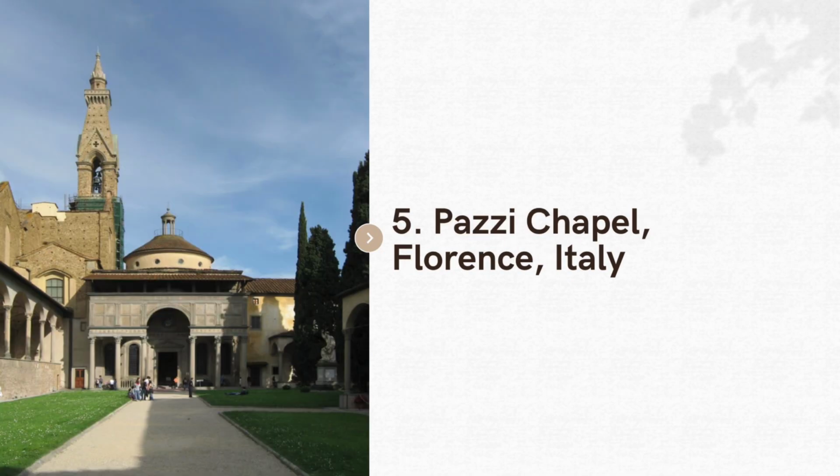Fifth one is Pazzi Chapel, Florence, Italy. Architect is Filippo. Features: it is located in the cloisters of Santa Croce. The Pazzi Chapel exemplifies the Renaissance emphasis on symmetry and geometric harmony. Its elegant use of classical orders and the refined spatial arrangement are key characteristics.